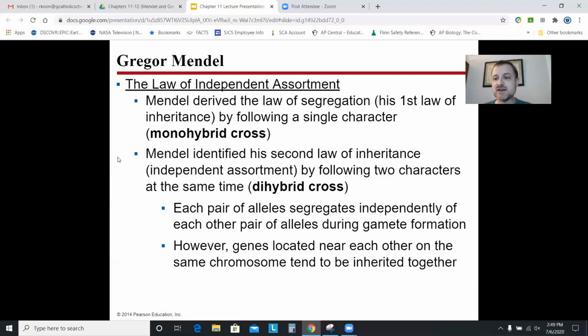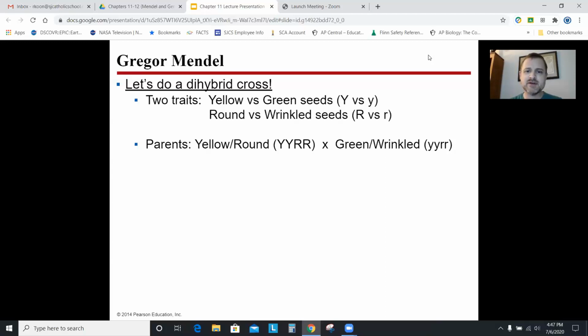His second law, the law of independent assortment, is metaphase one of meiosis. Okay, so a dihybrid cross like this one, this is something that we need to practice several times in class. We're just going to go through how you do one briefly on the video. A dihybrid cross is when you track more than one trait at the same time. In this case, you're tracking two traits.